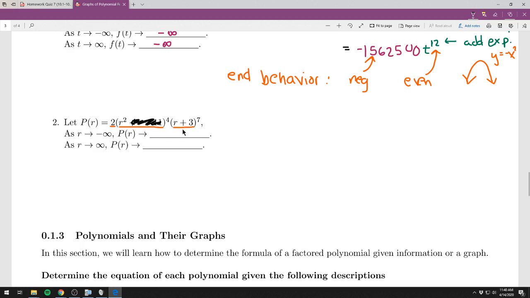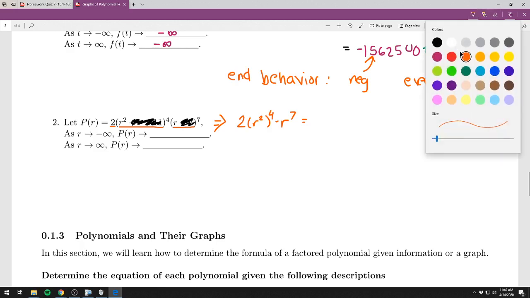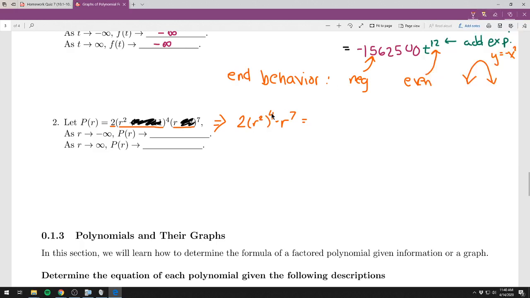That plus r is doing nothing. In the second one here, we get rid of the plus 3. And when we do that, we got 2. Then the next thing we have r squared, and that's raised to the 4th power, times r raised to the 7th power. And we're just going to simplify this. So this first thing here, r squared to the 4th power, this is something where we multiply the exponents. That's our rule.